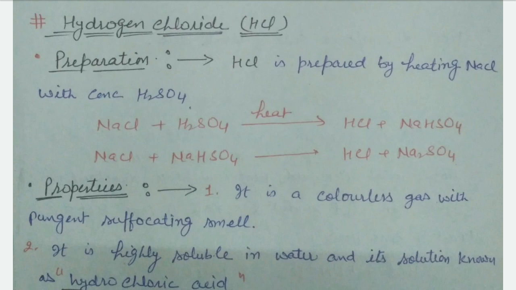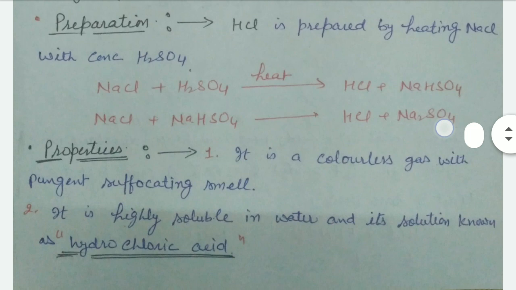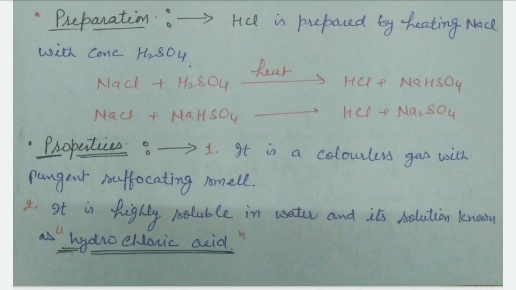First of all, how can we prepare HCl? HCl is prepared by heating NaCl with concentrated H2SO4: NaCl plus H2SO4 forms HCl and NaHSO4. NaHSO4 further combines with NaCl to form HCl, right? This preparation is also used in the manufacturing of HCl.